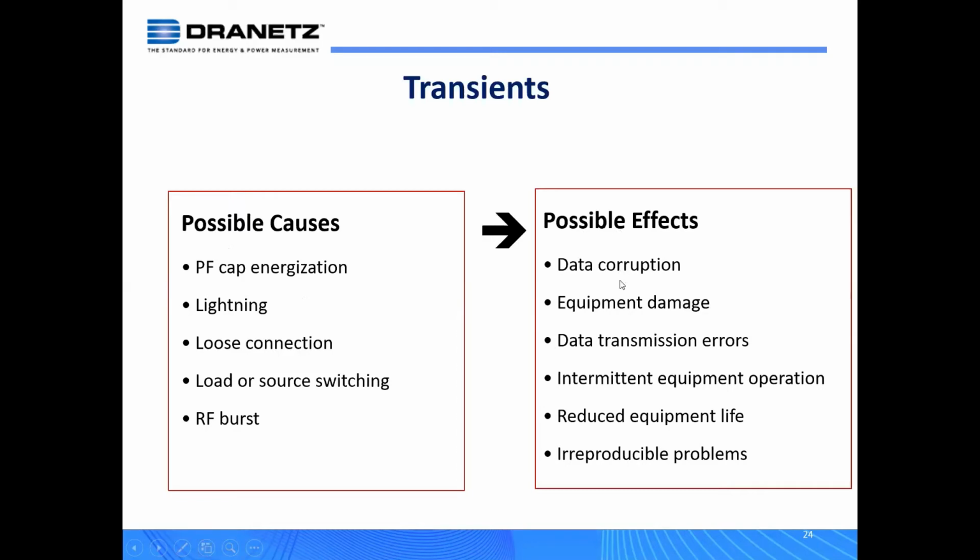Well, data corruption, equipment damage, data transmission errors, intermittent equipment operation, reducing equipment life. Most importantly, irreproducible problems. Sometimes transients are very intermittent, so it's hard to predict when they're going to happen. Sometimes they are very predictable, but other times they're like ghosts, and you need power quality instrumentation that's continually monitoring to capture these things, because you may see the effects on your power systems, but it may take a little bit longer to capture the cause of those effects.